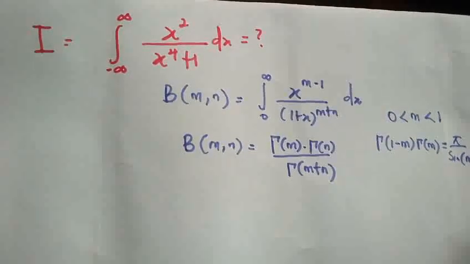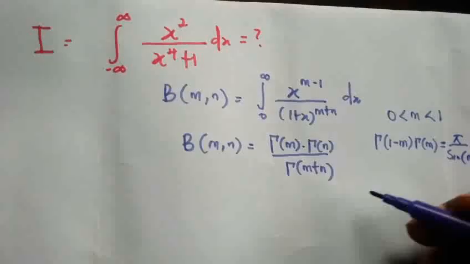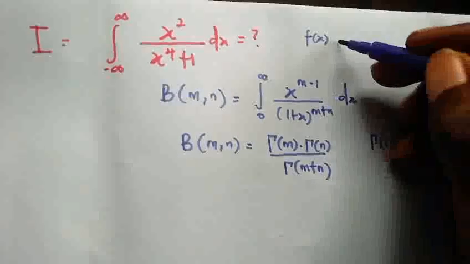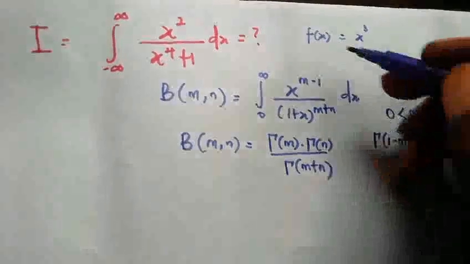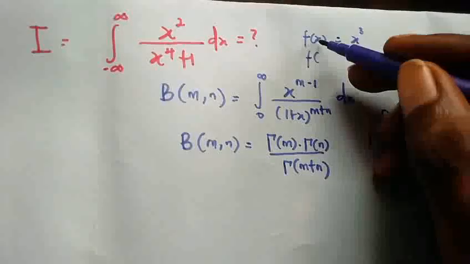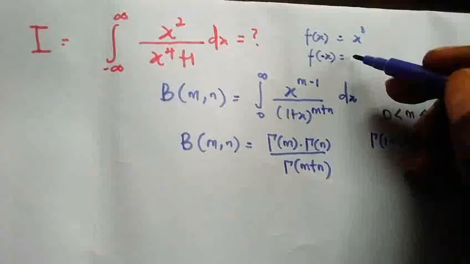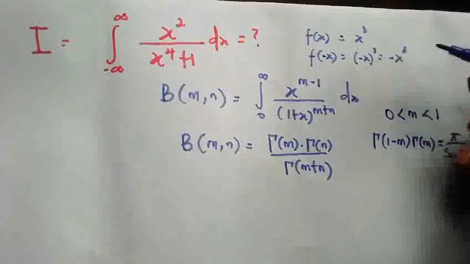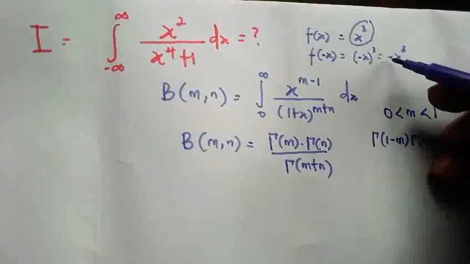Before we continue, let us talk about even and odd functions. Let's assume we have the function f of x equal to x raised to power 3. If we take x to be negative x, this function yields a value in negative form, negative x raised to power 3, which is negative x cubed. So this is telling us that this function is odd because of this sign that comes out.